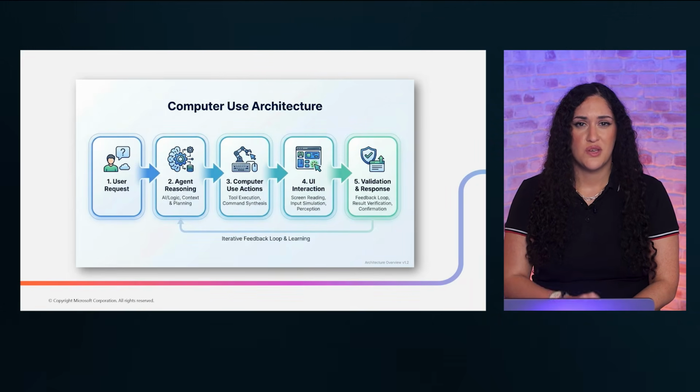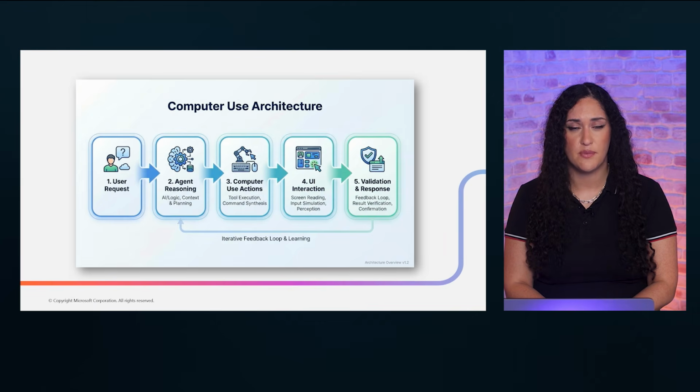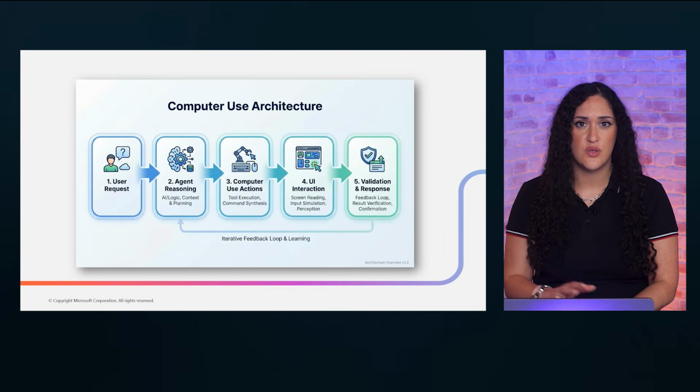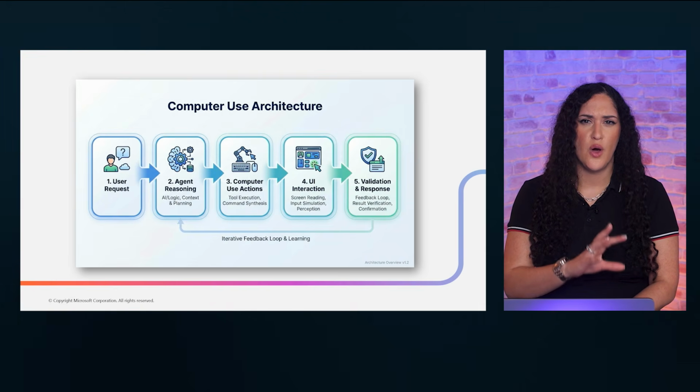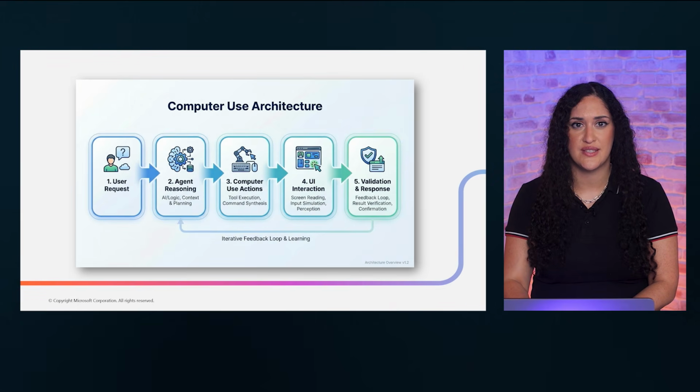This diagram shows the complete computer use workflow, from user request through agent reasoning. The best practice is to monitor each segment of this architecture independently. Track reasoning accuracy, action success rates, and validation outcomes separately. This monitoring lets you identify exactly where issues occur and fix them quickly.